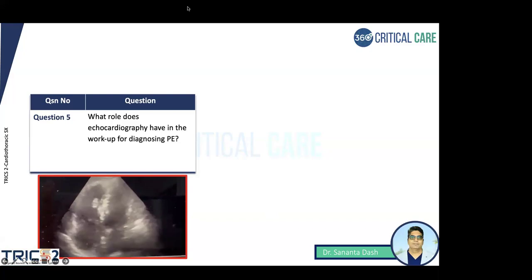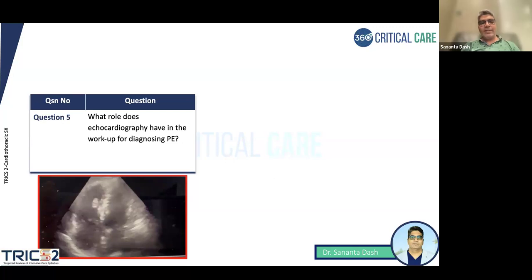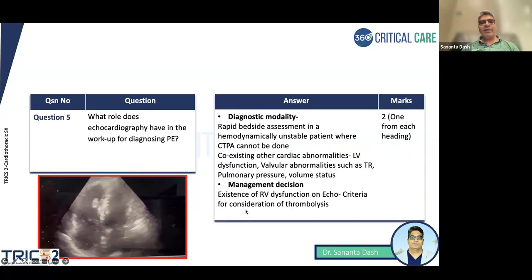Yes, the echo can identify maybe the cause of PE, if there is any thrombus or valve vegetation, and the effect of PE obstructing the pulmonary vessels, like high pressure, dilated ventricle, D shape. Correct. So both diagnosis and management, right? Echocardiography is used in both diagnosis and management of PE, right?